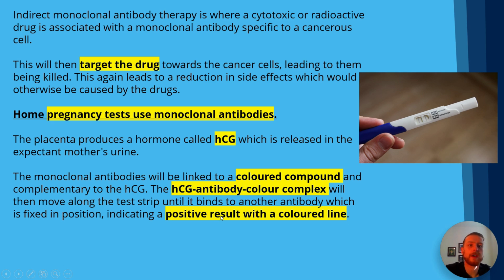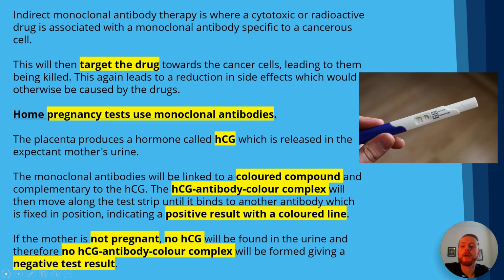And we've all got experience of that recently with COVID tests, and we all know that the coloured molecules move upwards and then they go to the C, which is the control, which means you don't have COVID. But if the coloured line sticks to the bit where it says T, that will indicate you do have COVID because it will have bound to the monoclonal antibodies there. So, if the mother, in the case of pregnancy tests, is not pregnant, no HCG will be found in the urine, and therefore no HCG antibody colour complexes will be formed, giving a negative test result.